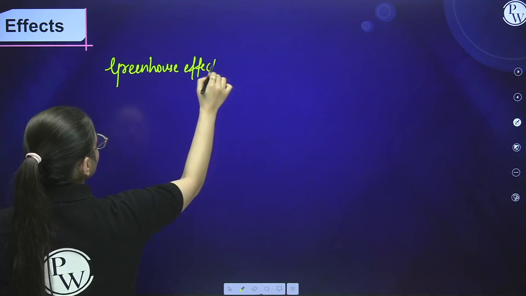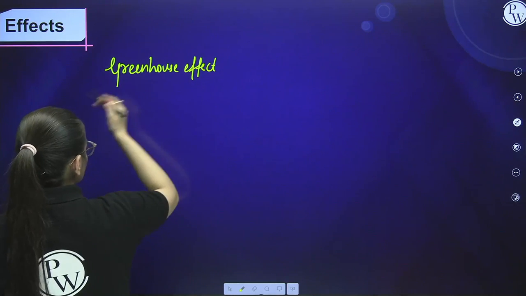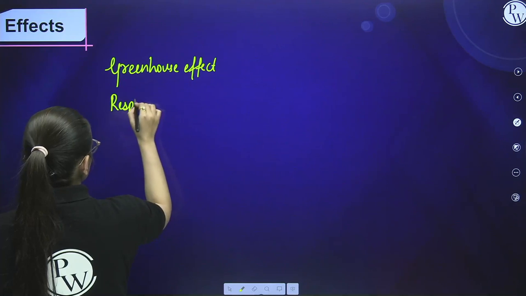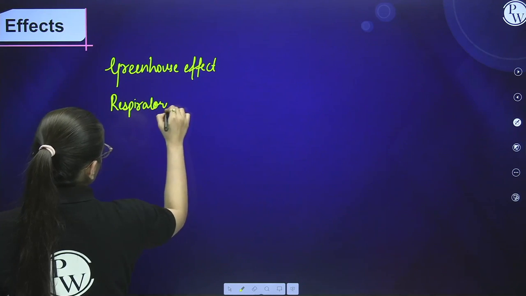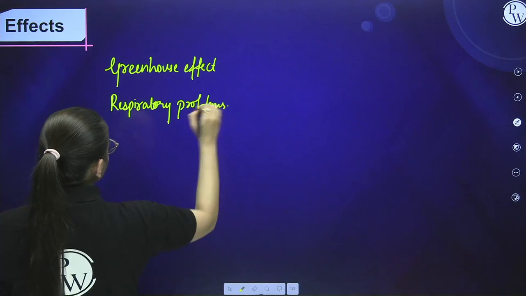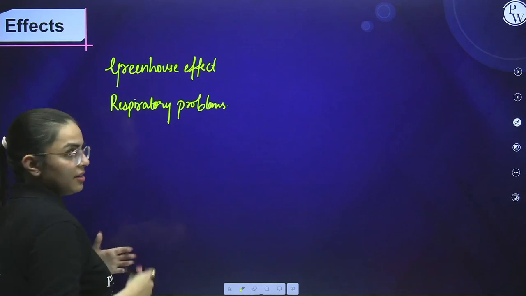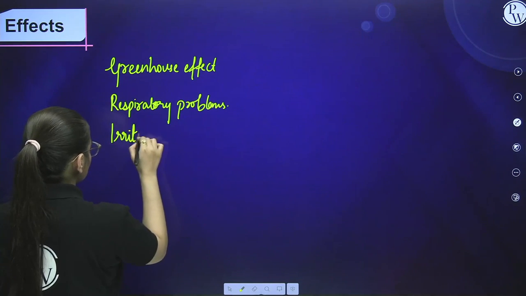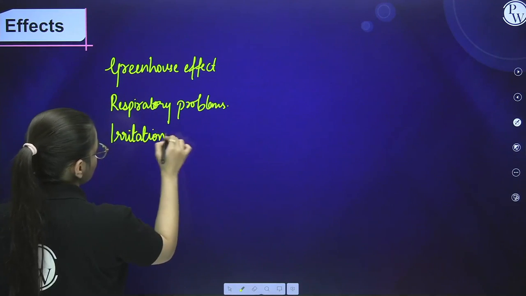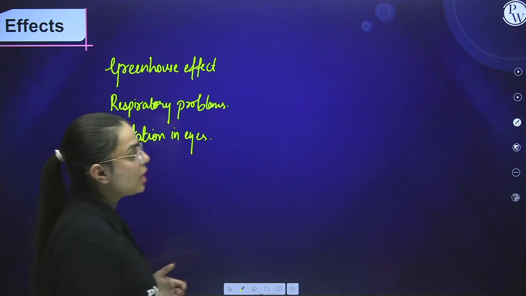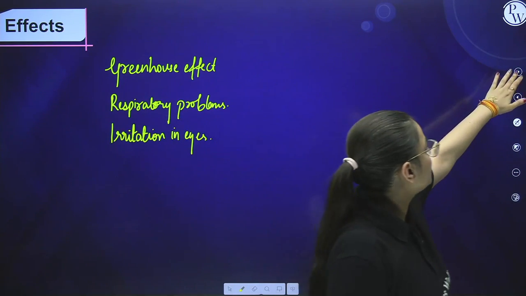You can write all the diseases which are mentioned in the previous slide. Other than this, respiratory problems. You can write all the respiratory problems over here, right? And you can see the irritation in eyes also. Right, students? Now moving forward, you can write all of these from the NCERTs also.